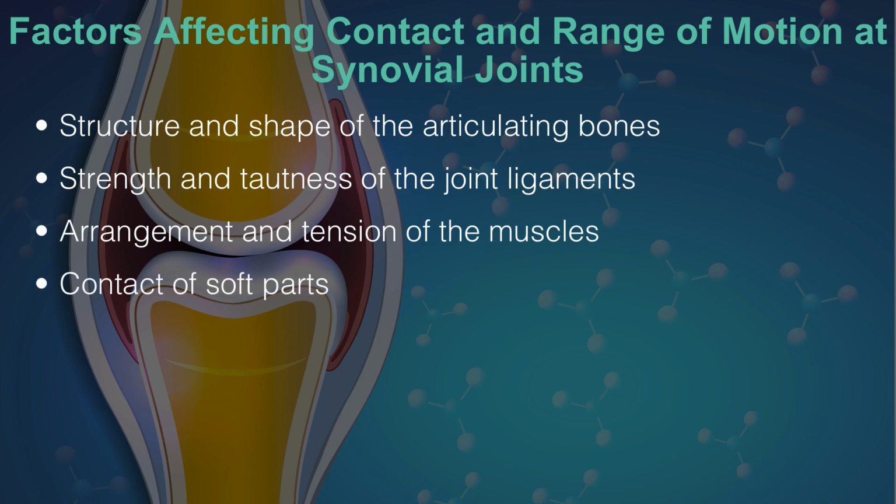Things not in the joint can limit range of motion. Soft tissue, skin, fat. When flexing the elbow, you reach a point where your biceps are contracting. The angle between your forearm and your upper arm is not completely closed, but you can't continue to flex because muscle tissue, fat, skin gets in the way. Soft tissues can limit range of motion at a joint.